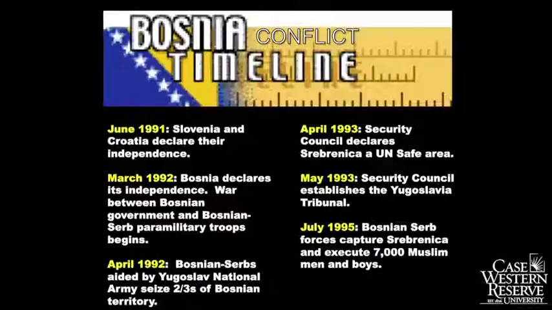But it was pretty obvious what was going to happen, and that is in fact what happened: the Serbs aided the Bosnian Serbs, and the Bosnian Serbs took over two-thirds of the territory. By April 1993, the Security Council had created the Yugoslavia Tribunal, and in May 1993, they had also, first, declared Srebrenica a safe area, and then declared the establishment of the Yugoslavia Tribunal. Well, declaring something a safe area is not the same as making it so, and Srebrenica, as we know from history, was not a safe area.